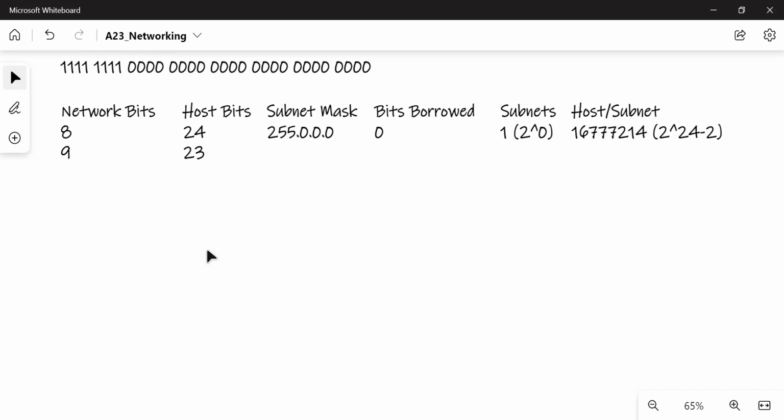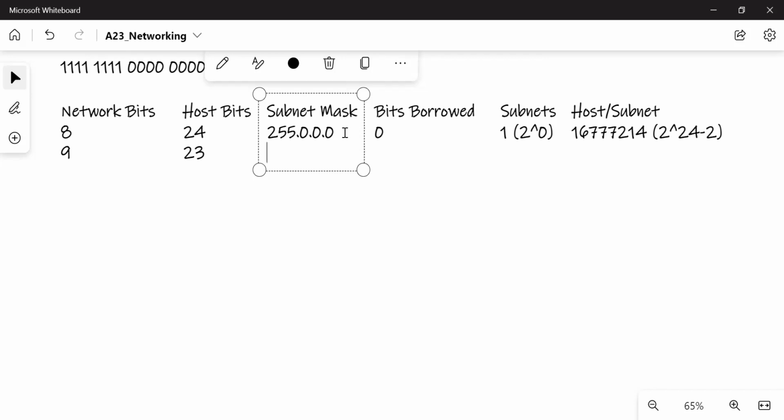Kanta, can you tell me, if you have 9 bits, what is the subnet mask? 256000? No, it's not 256. The 8 bits is 255. That one goes to the next one. So the next part will be 10000000.